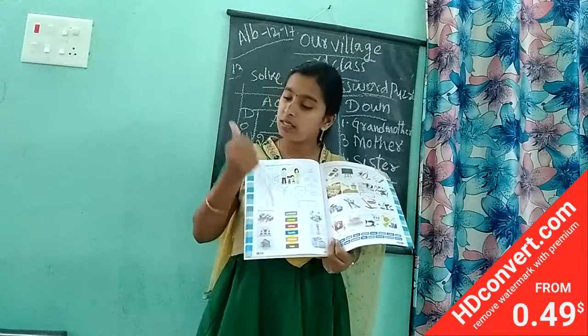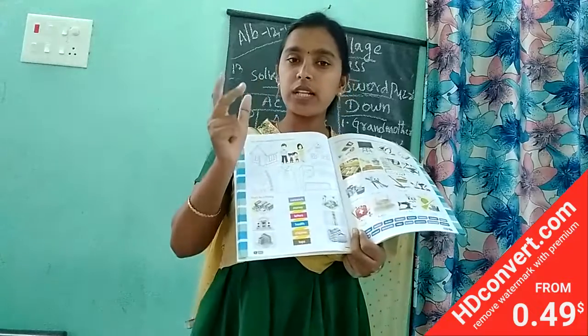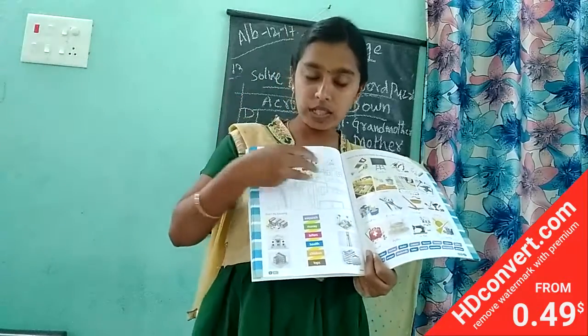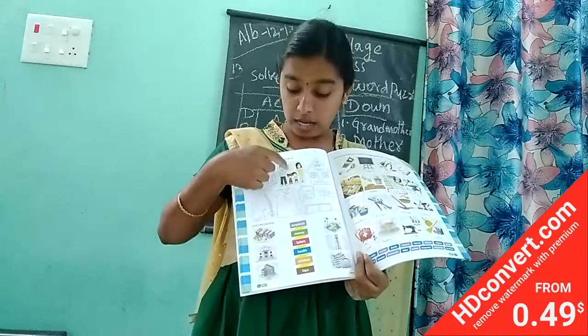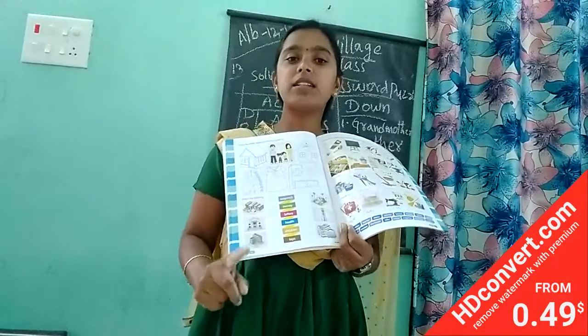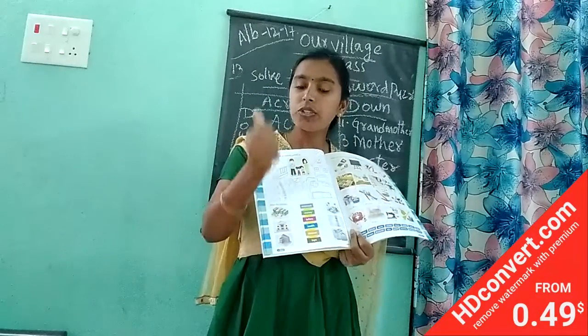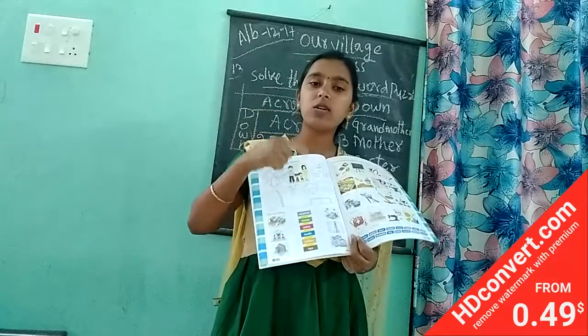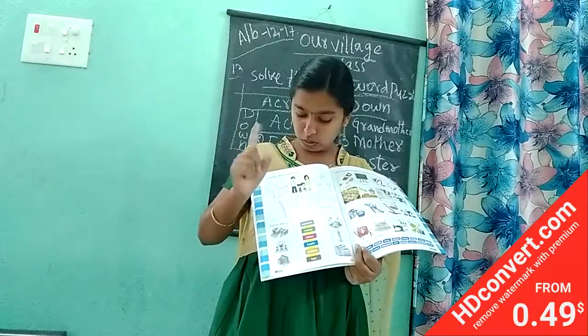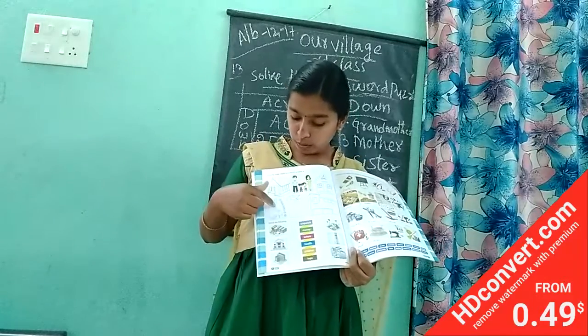What are the basic needs? Food, clothes, and shelter. Only those three you have to color. Remaining you should not color. Okay, children? They asked us to color only the basic needs. These three are the basic needs. Remaining, this is school, hospital, don't color. Only the food, clothes, and shelter you have to color.